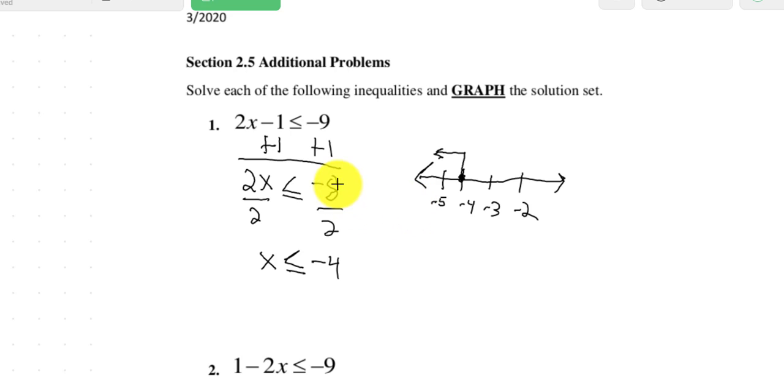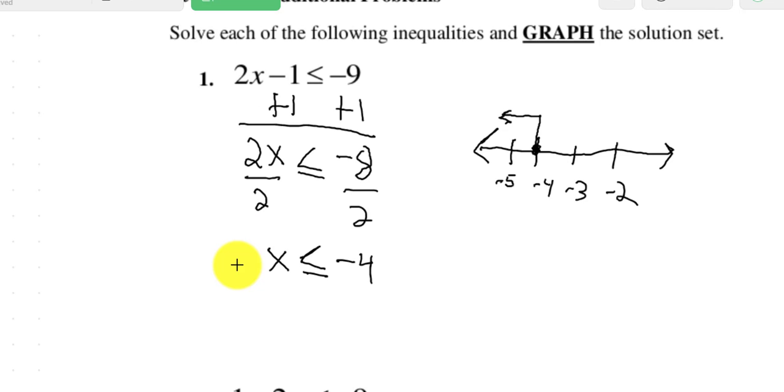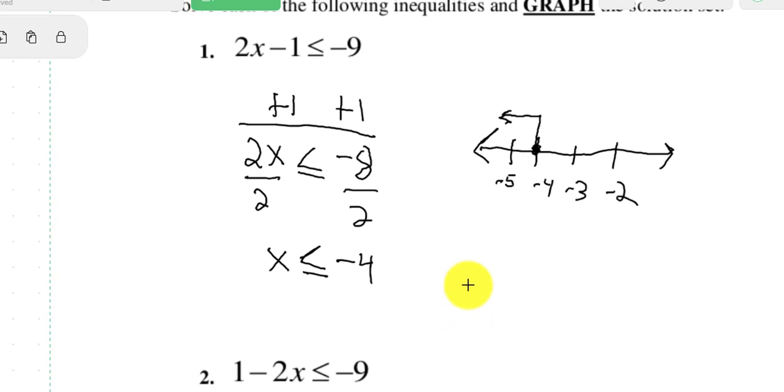Now I want to show you something. When you divide by a positive number, you don't touch the inequality symbol. But when you divide by a negative number, you have to flip the direction of the inequality symbol. You notice how this inequality symbol is pointing to the left, pointing to the left, pointing to the left. Let's take a look at a problem where it's not going to point to the left. We're going to have to actually do something. So let me try the problem underneath.